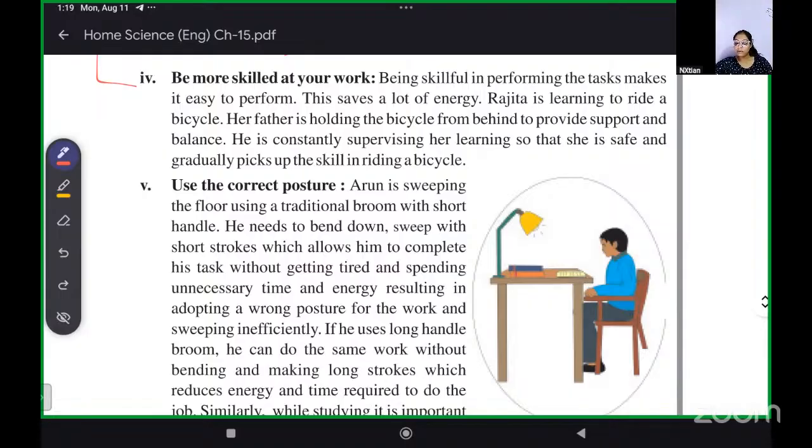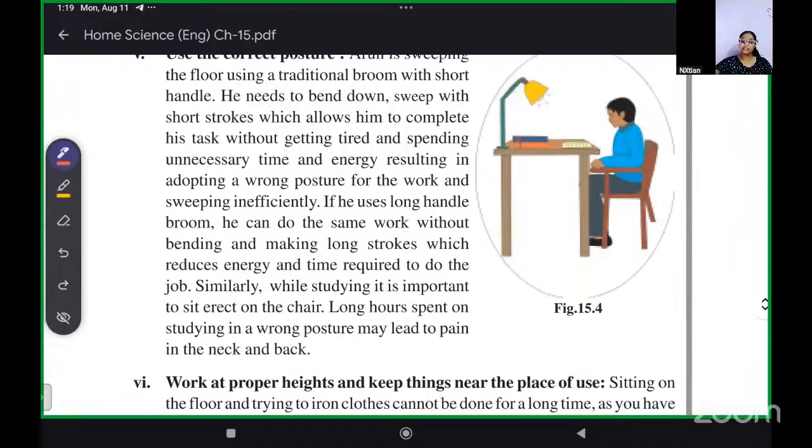Arun is sweeping the floor using a traditional broom with a short handle. He needs to bend down and sweep with short strokes, resulting in adopting a wrong posture for the work and sweeping inefficiently, spending unnecessary time and energy. If he uses a long handle broom, he can do the same work without bending and with long strokes, which reduces energy and the time required to do the job. Similarly, while studying, it is important to sit erect on the chair. Long hours spent studying in a wrong posture may lead to pain in the neck and back.